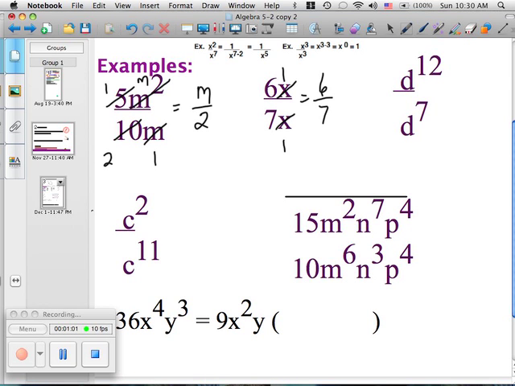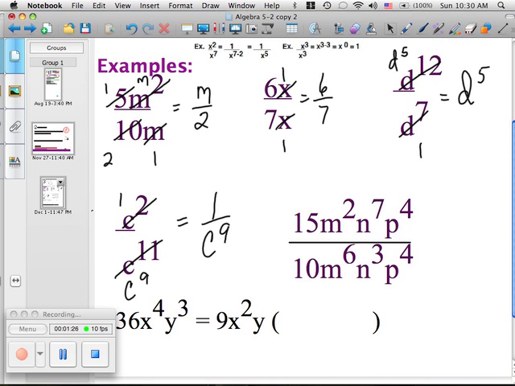Example number 3, we can cancel out 7 d's on the bottom and 7 on top, and that would leave us 12 minus 7, 5 d's. So our answer is d to the 5th. The fourth example, we can cancel out 2 c's on top and 2 on the bottom, leaving c to the 9th. So our answer is 1 over c to the 9th.